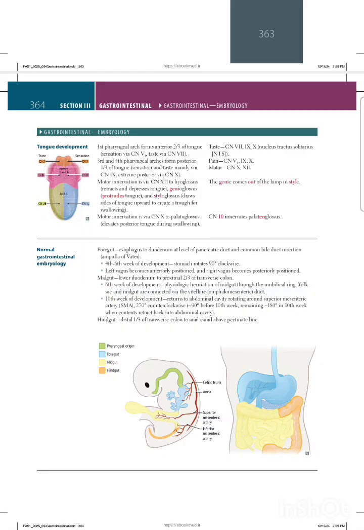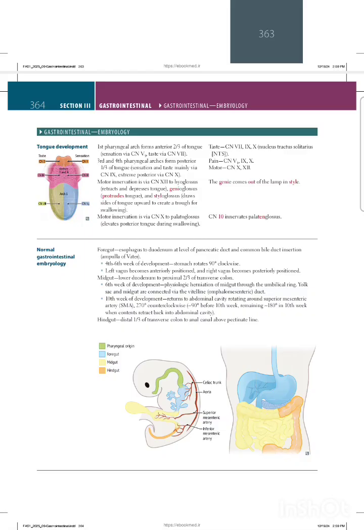So we divide the gastrointestinal system into 3 parts to understand better. First is foregut, which is esophagus to duodenum until the ampulla of Vater. 4th to 6th week of development, stomach rotates 90 degrees clockwise, which will cause the left vagus to be anterior and the right vagus to be posterior.